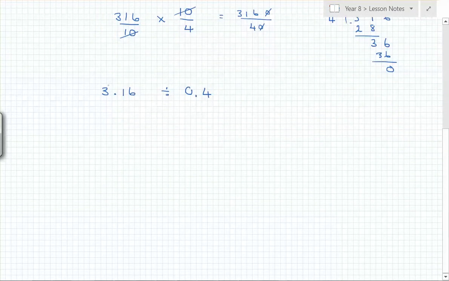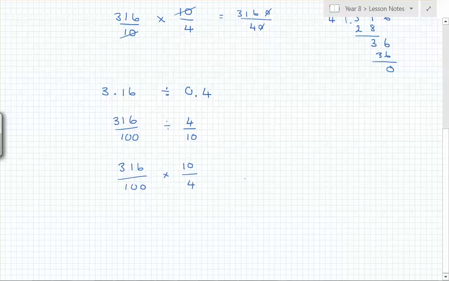Sushi? Make it 316 over 100 and 40 over 100, divided by 4 over 10. I'm going to write 4 over 10 instead of 40. I think you could write 40 over 100. That's not wrong, but we might then be able to simplify. Same thing again: 316 over 100 times 10 over 4.